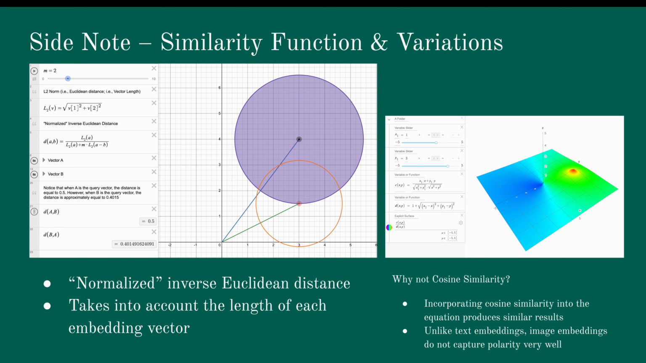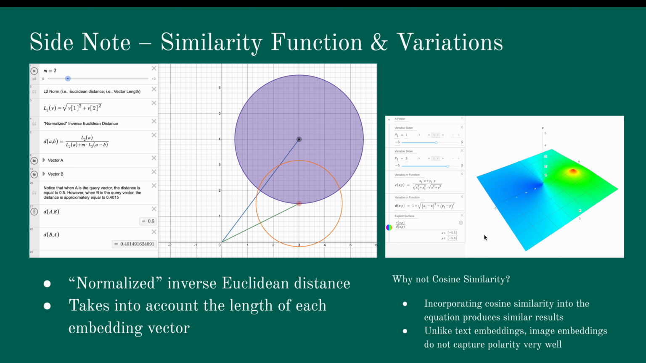A side note about the similarity function is that, again, you can use any similarity function that you would like, but for my case, I decided to use the normalized inverse Euclidean distance. What I mean by that is, to compute the similarity between two vectors, if the second vector lies within a certain radius from the query vector, then that vector is going to have a high similarity. In this case, the radius is half the length of the original query vector, and so any vector that lies within that radius will have a high score.